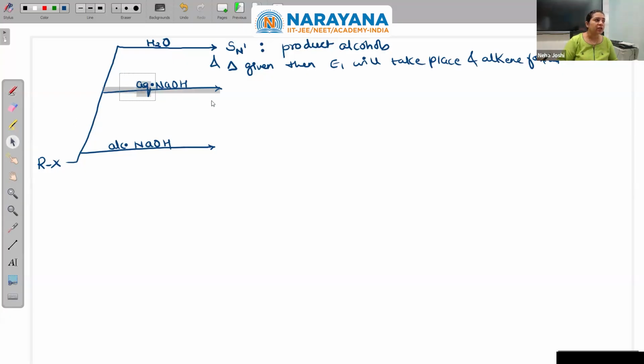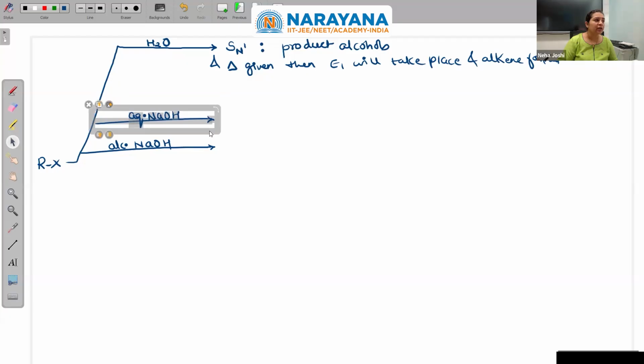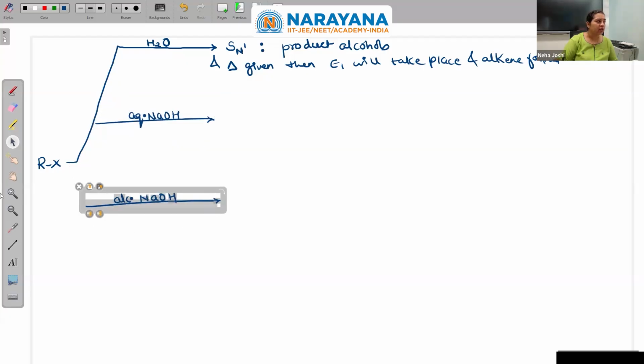mechanism first shifts entirely to the unimolecular mechanism. Okay, that also is a part of your confusion, SN1 or SN2. So my water is a poor nucleophile, poor base, so it is not going to be a bimolecular reaction. Now when I go to aqueous NaOH, what is my observation?